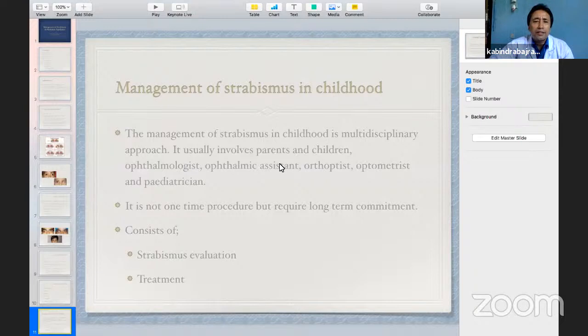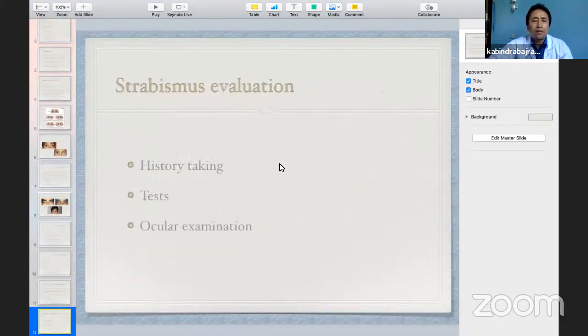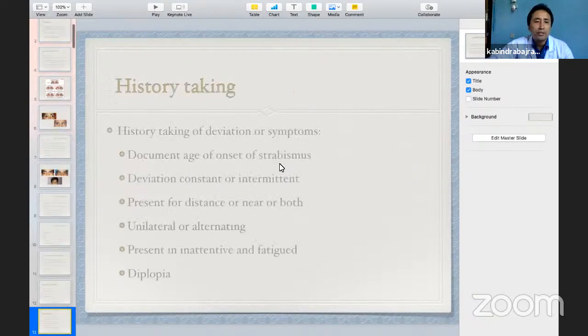It is a multidisciplinary approach. It involves children, parents, ophthalmologist, ophthalmic assistant, orthoptist, optometrist, and pediatrician. It is the combined work. And it is not a one-time procedure, but requires long-term commitment for successful treatment. So management consists of evaluation and then the treatment part. Coming to strabismus evaluation, we will talk briefly about the history taking, then the test, and then ocular examination.